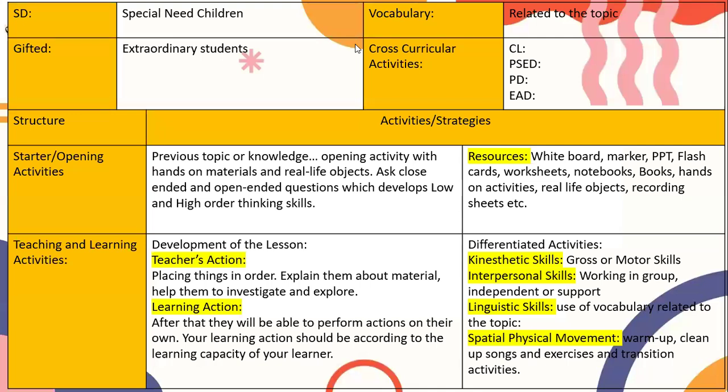Okay. So where we were now, what is the structure and activity strategy? Structure, opening activity, a previous topic or knowledge, opening activity with hands-on materials, real life object, ask close-ended and open-ended questions that will develop slow and high-order thinking skills. Okay? Resources, what are the resources you are using in your classrooms for teaching that specific topic?